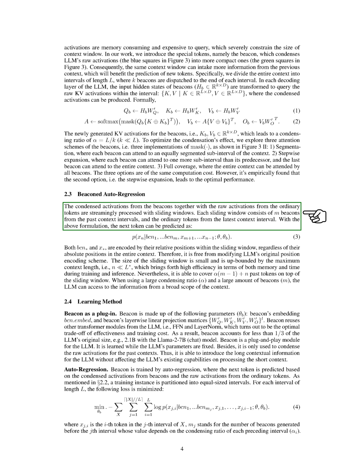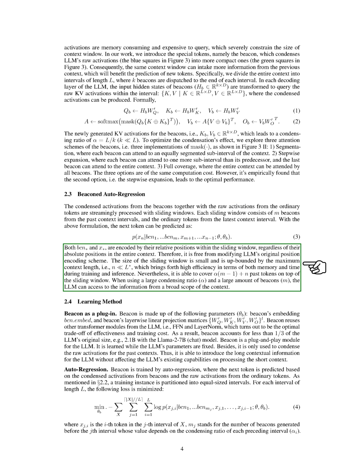The condensed activations from the beacons, along with the raw activations from the regular tokens, are processed with sliding windows. Each sliding window consists of a certain number of beacons from the past context intervals, and the regular tokens from the latest context interval. The next word can be predicted based on the relative positions of the beacons and tokens within the sliding window, regardless of their absolute positions in the entire context. This method is efficient in terms of memory and time during training and inference, and it can cover a large number of past tokens on top of the sliding window.